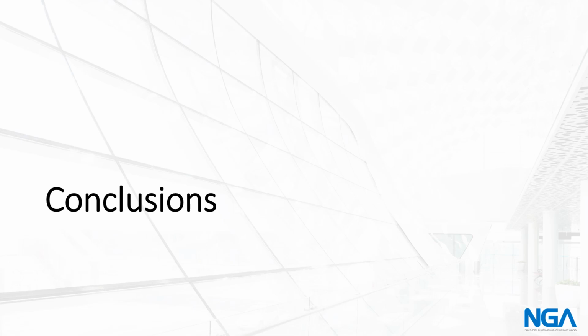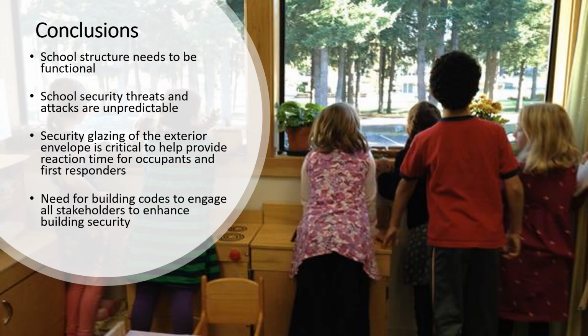We'll now review some conclusions and references based on this presentation's content. In conclusion, school structures need to be functional. School security threats and attacks are unpredictable. Security glazing of the exterior envelope is critical to help provide reaction time for occupants and first responders. And the need for building codes to engage all stakeholders to enhance building security is a necessity.